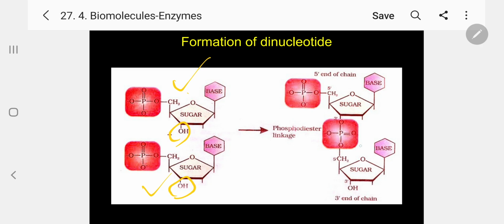So now what will happen now? The phosphoric acid of the one nucleotide is now joining through the 3 OH, correspondingly it is forming a dinucleotide. Kindly follow. Dinucleotide. That is phosphodiester linkage. Please follow. So number 3 of the chain that is formed.